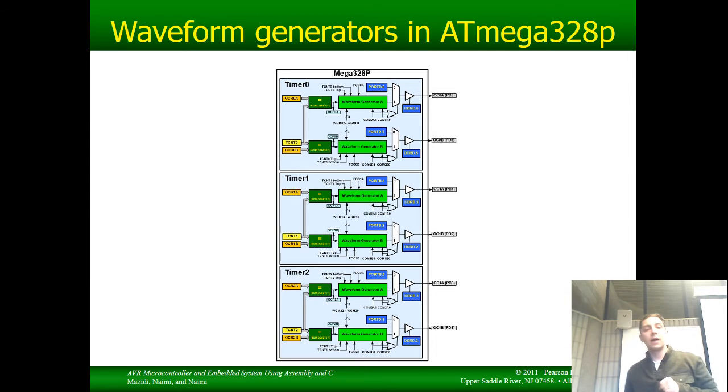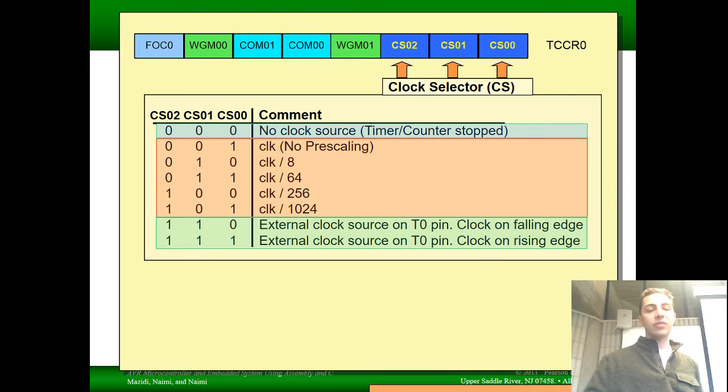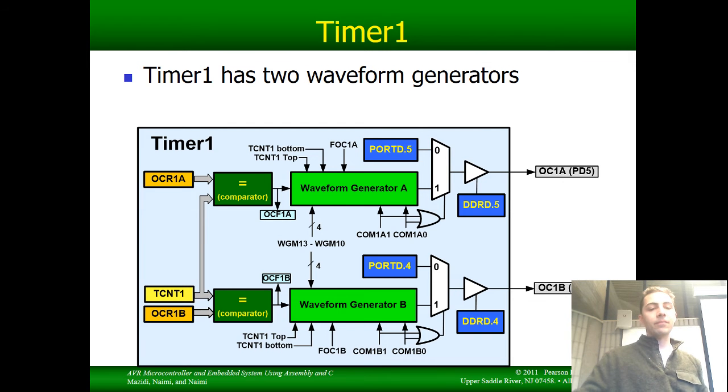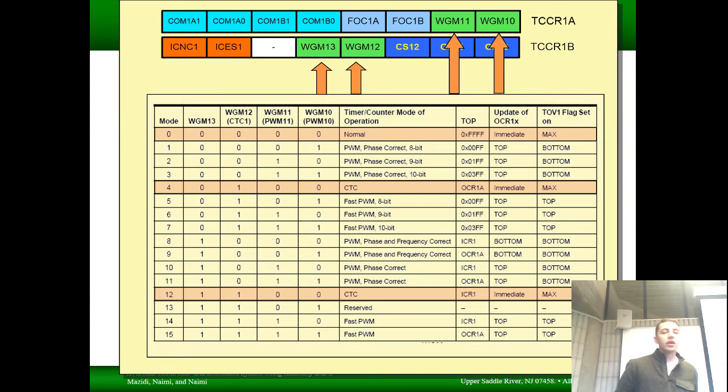Okay. And timer 0 and timer 2 have 3 bits of waveform generation. Timer 1 has 4 bits of waveform generation. So obviously we get something for that. Let's go and look at that. So there's timer 1. It's got 4 bits of waveform generation, 2 channels. It outputs to port D5 and D4. So what do we get for all those extra waveforms? Well, how many modes can we have with 4 bits? One more than that. 16. Okay, so here are our 16 modes.